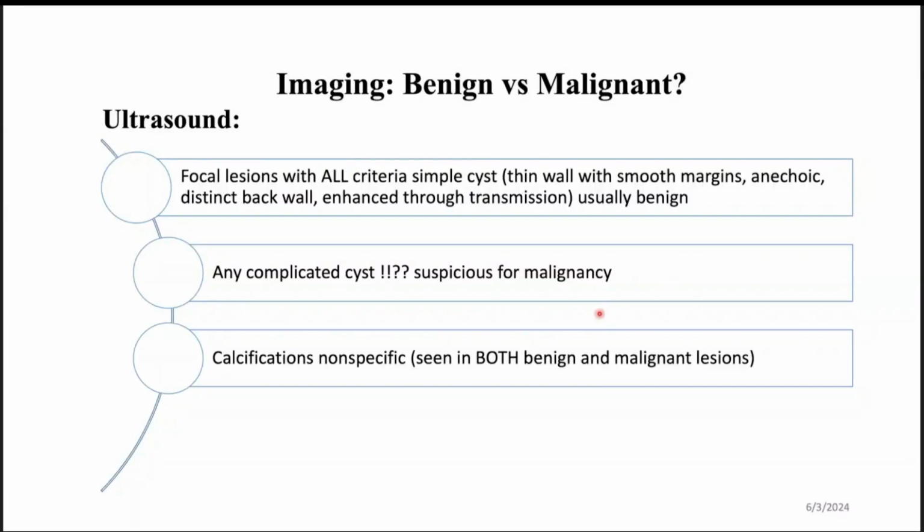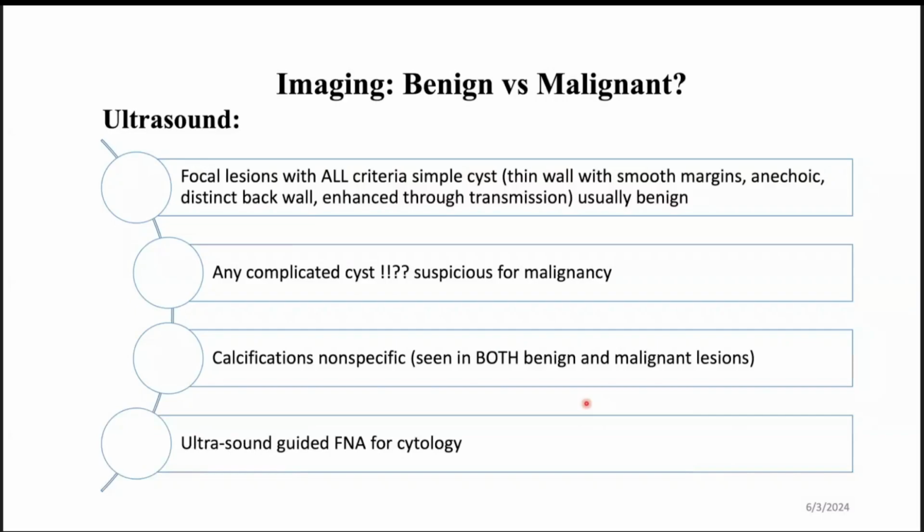Calcifications could be seen in either condition. They could be seen in benign conditions. They can also be seen with malignant lesions, specifically if we see microcalcifications. Once you hear a thyroid gland lesion contains microcalcifications, this is very suspicious for malignancy. Microcalcifications means the calcifications are very small, like dots of calcification. It's not like bulky areas of calcification, just small dots of calcification. This has a high chance of malignancy.